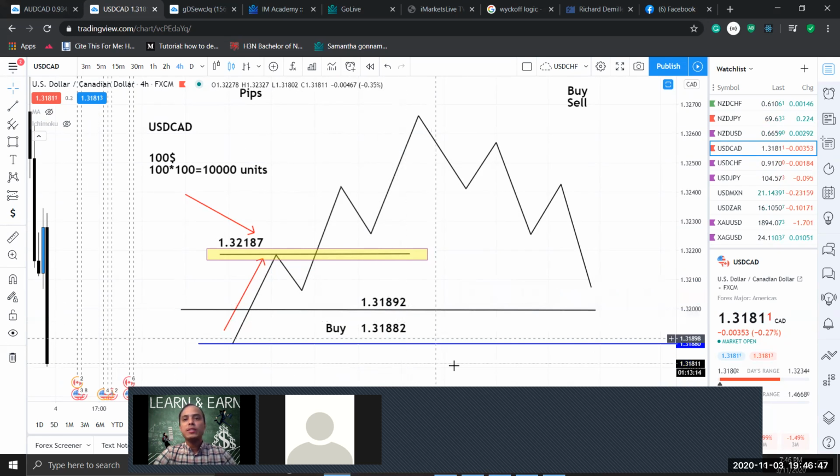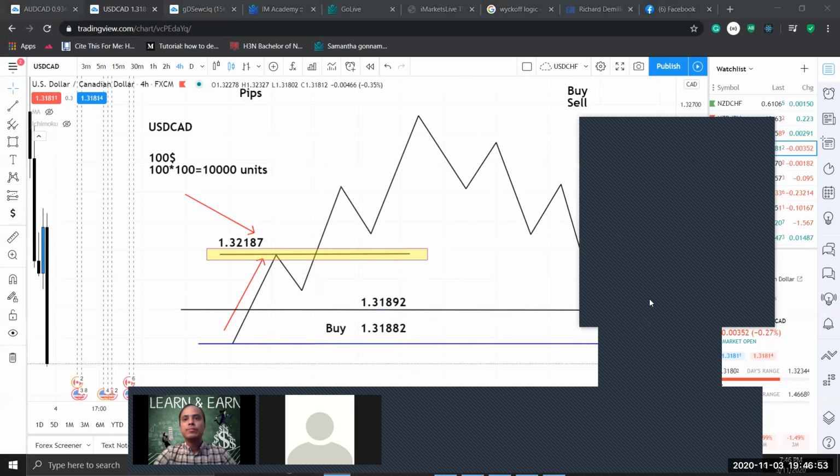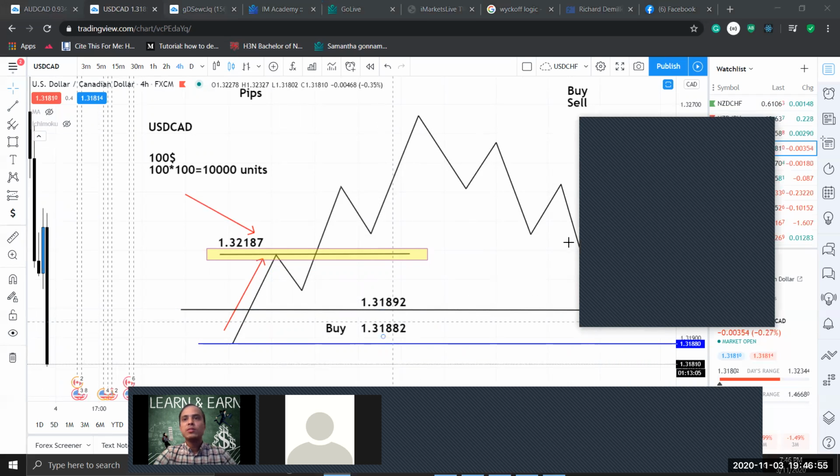Now, can you please, guys, drop in the chat box what is the difference between these two numbers? You can type in the decimal points, or you can unmute yourself and tell me what is the difference between them.